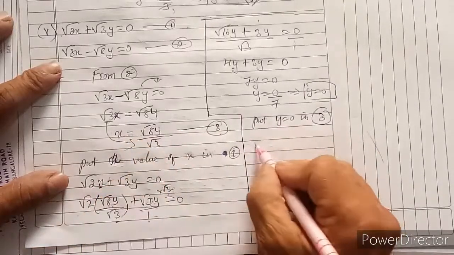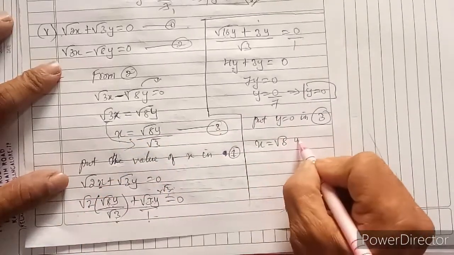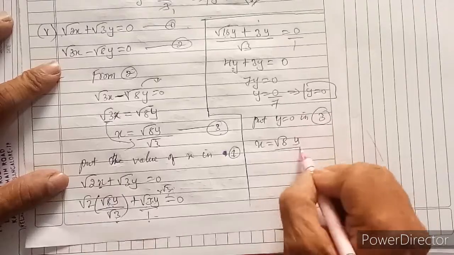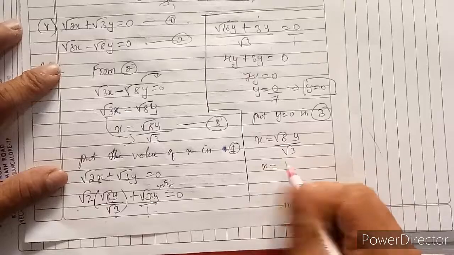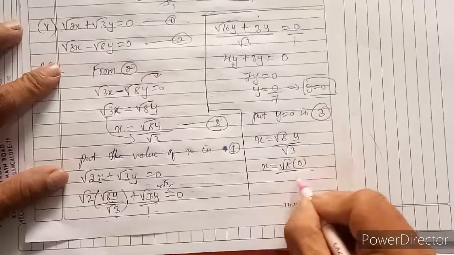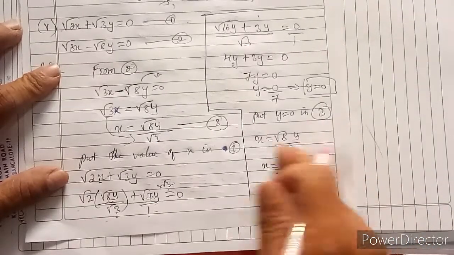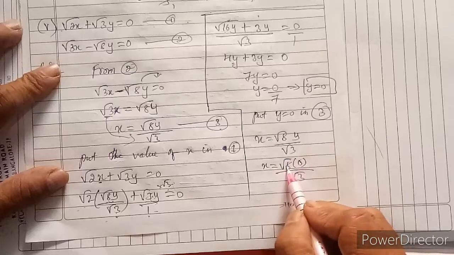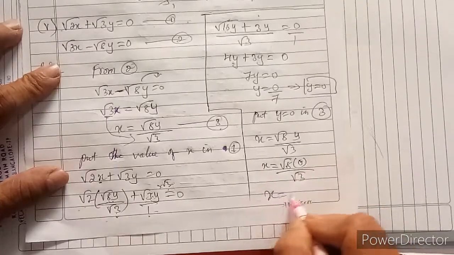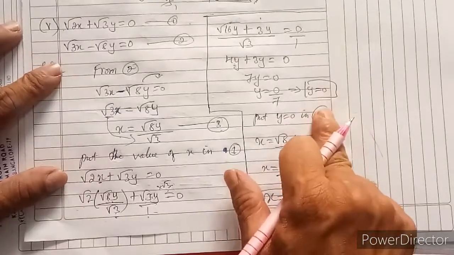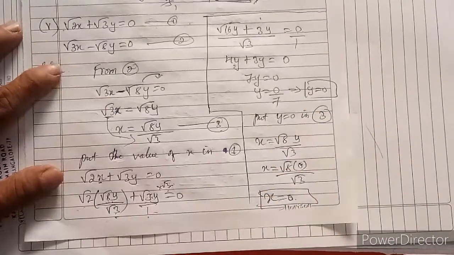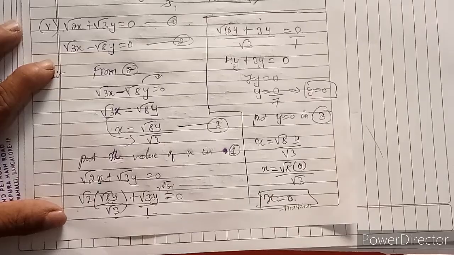Don't get confused. x is equal to root 8 y divided by root 3. And here you see x is equal to root 8 into 0 divided by root 3. Root 8 into 0 is 0 only. 0 divided by root 3 is 0. So x is also 0. In both equations, x is 0 and y is 0 in the solution. Understood?